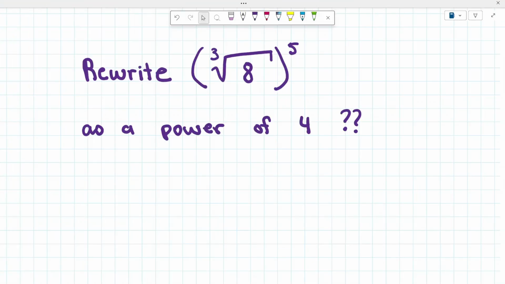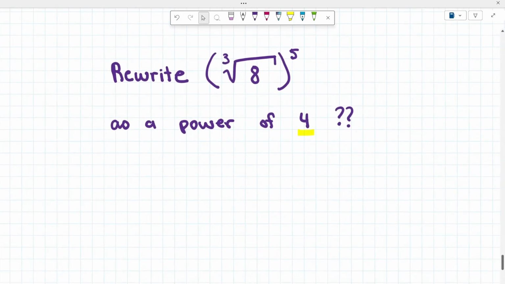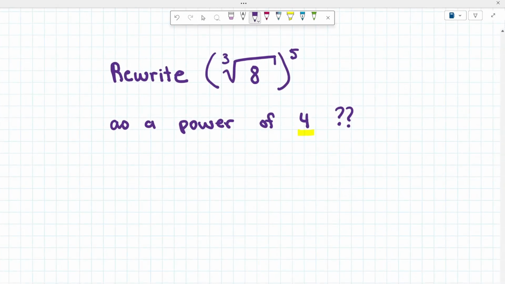In particular, how are we going to write the cube root of 8 to the power of 5 as a power of 4? So this is a bit of a tricky problem, so we have to kind of solve this puzzle and think about this a little bit backwards in order to solve it. But it's definitely a good brain tickle, so I would encourage you to try it out. So what can we do here?